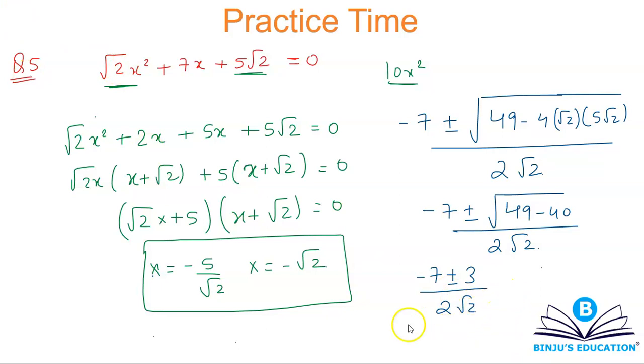So minus 7 minus 3 is minus 10 by 2 root 2. Minus 7 plus 3 is minus 4 by 2 root 2. So you'll get the same answers. One is minus 5 by root 2, another is minus root 2. So either way you can do it, no problem on that part. These are the types of questions you can expect when you talk about solving quadratic equations or basically finding the roots of quadratic equations. So I hope the concepts are clear.